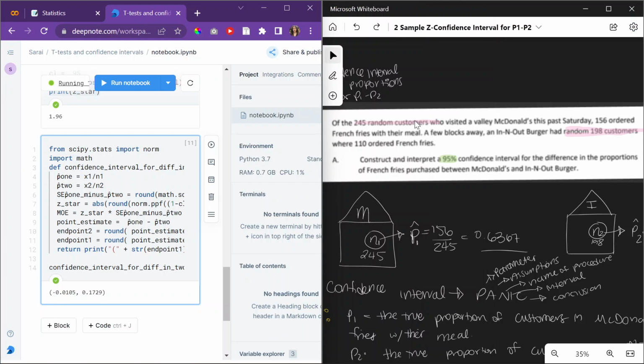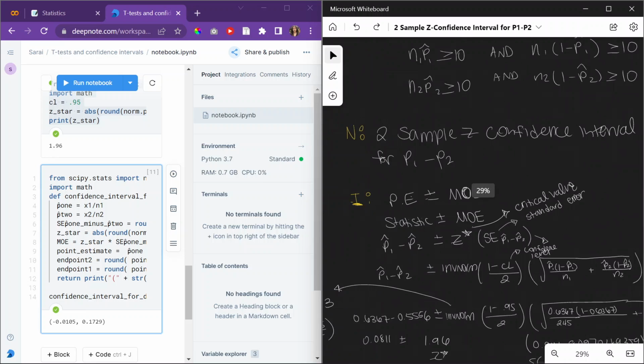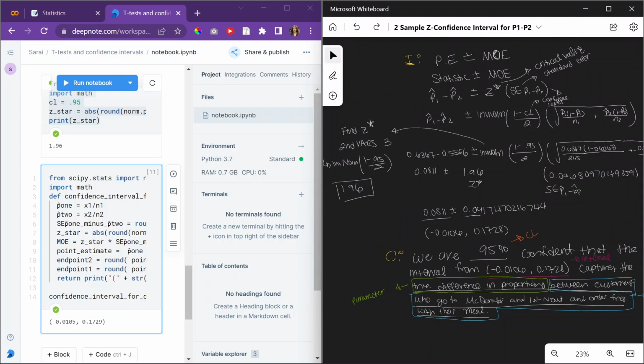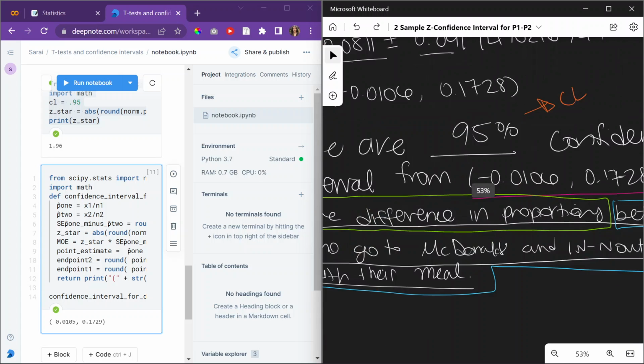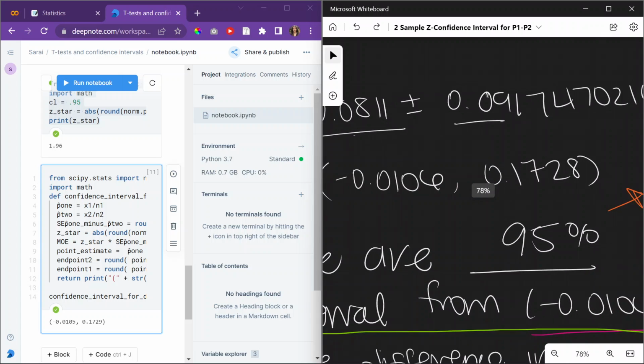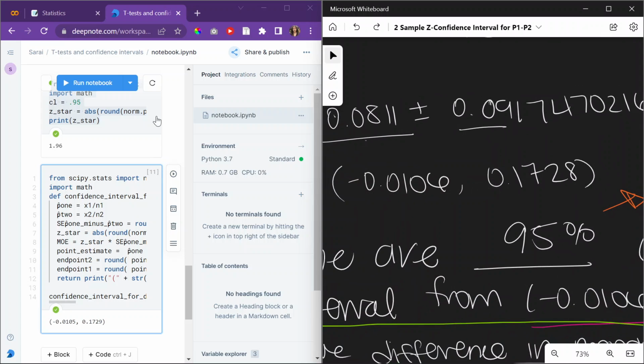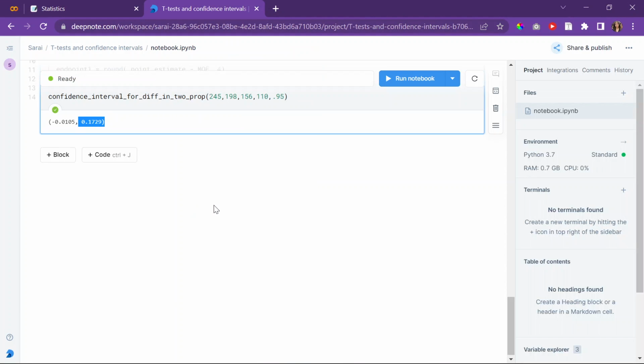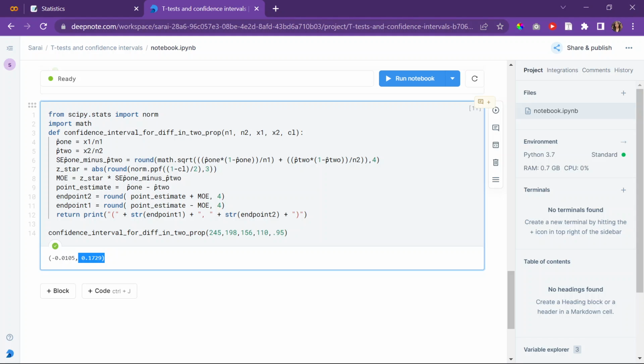Okay, so if we go all the way back down, just to double check our answer, let's go. Where's our answer? Oh, right here. This is our confidence interval, right? Same thing. Negative 0.0105, except minus 0.106. Not really much of a difference. I just rounded differently. And for the second endpoint, I got 0.1729, and I just did 0.1728. But as you can see, this is the confidence interval for a difference in two proportions.